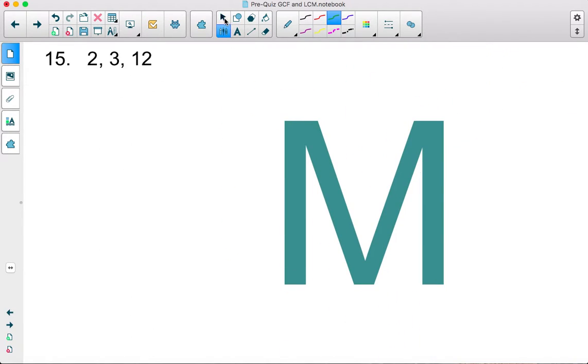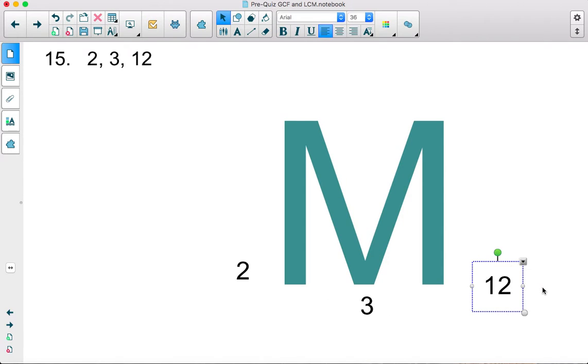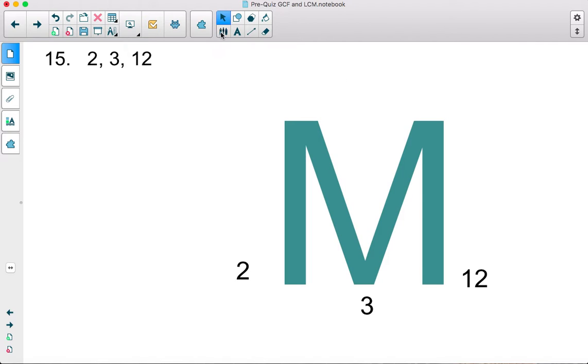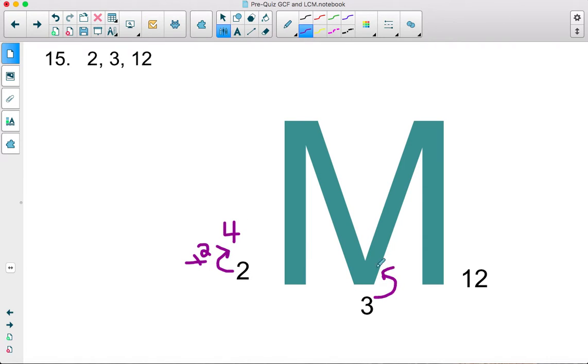On to number 15. This is something we've never seen before, it's actually 3 values. So I've got 2 right here. I'll put 3 in the middle. And I've got 12. And their goal is to meet up. Well, it's going to take a while for everybody to catch up to 12. So I'm going to start to go up by 2 on this side. So plus 2, which is 4. I go up 3, which is 6. I go up 4, from 4 to 6. These two match, but 12 doesn't.